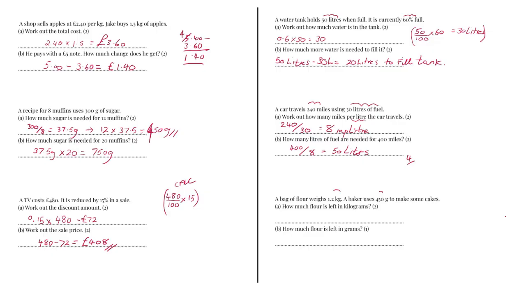So we need to get our 450 grams into kilograms. So all you do is you do 450 and you're going to divide by 1000. So 450 grams equals 0.45 kilograms.